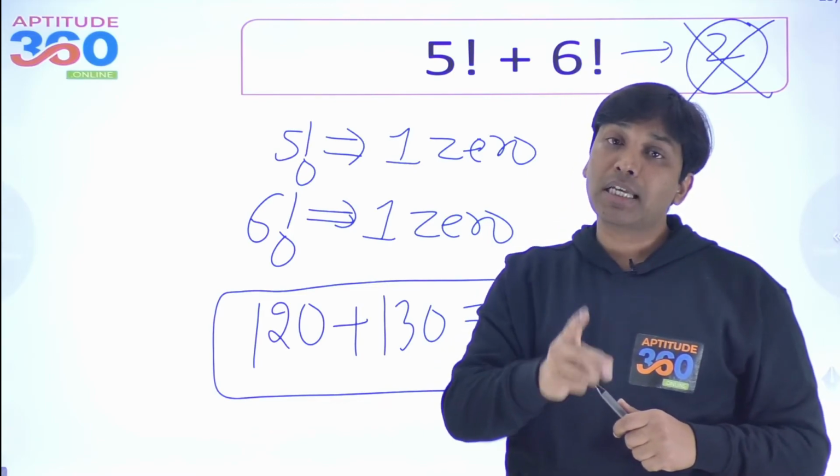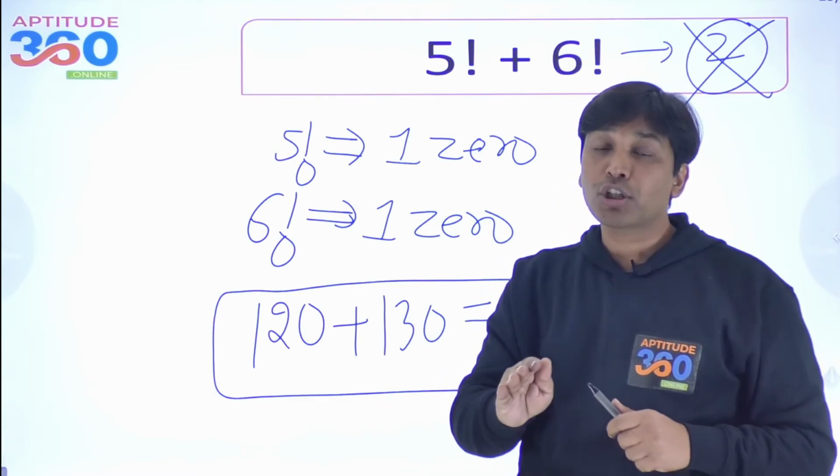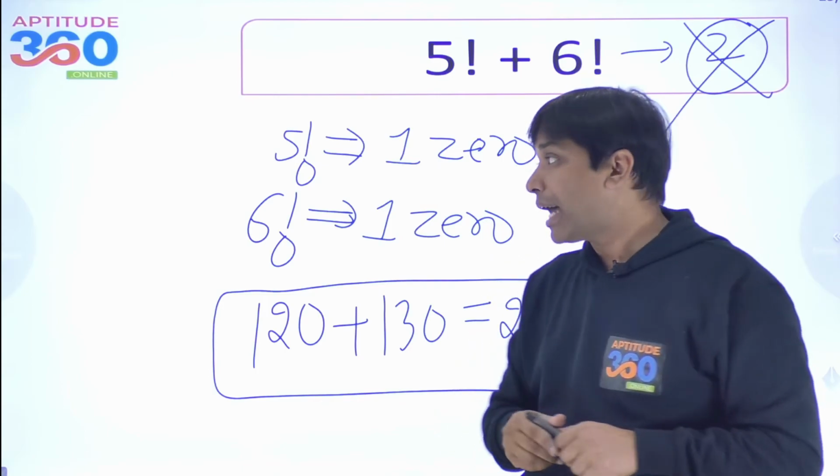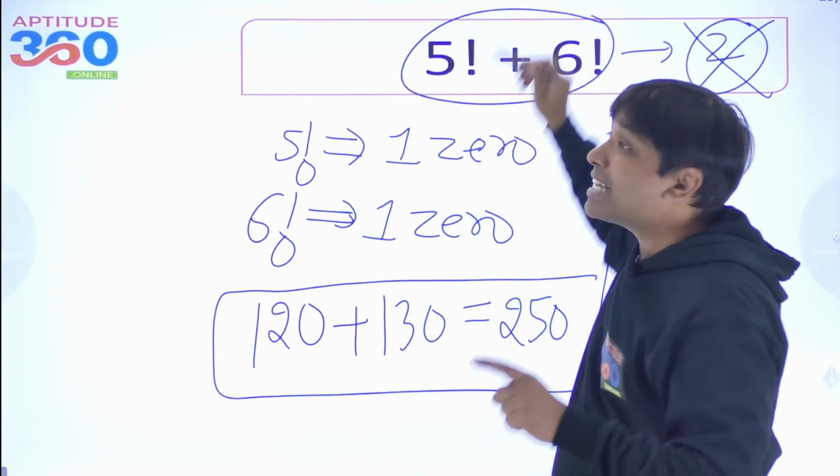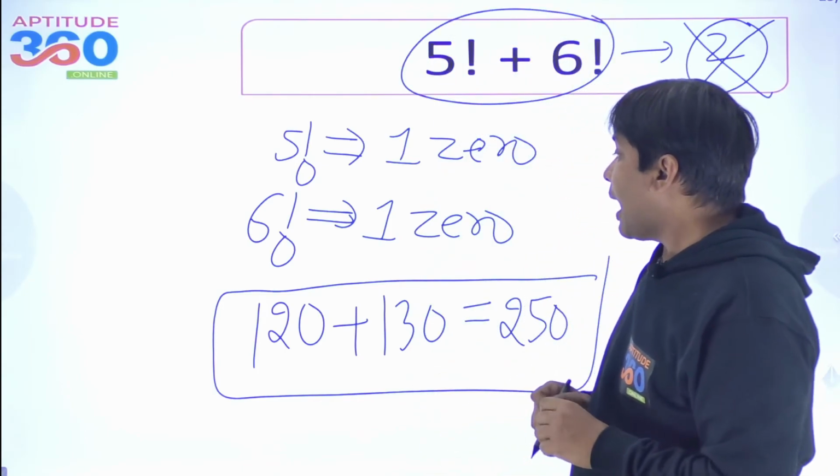So whenever in an examination they ask 5 factorial plus 6 factorial, there will be two options and majority of the people will say there are 2 zeros. No, there are not 2 zeros. There is exactly 1 zero at the end of this sum, right?